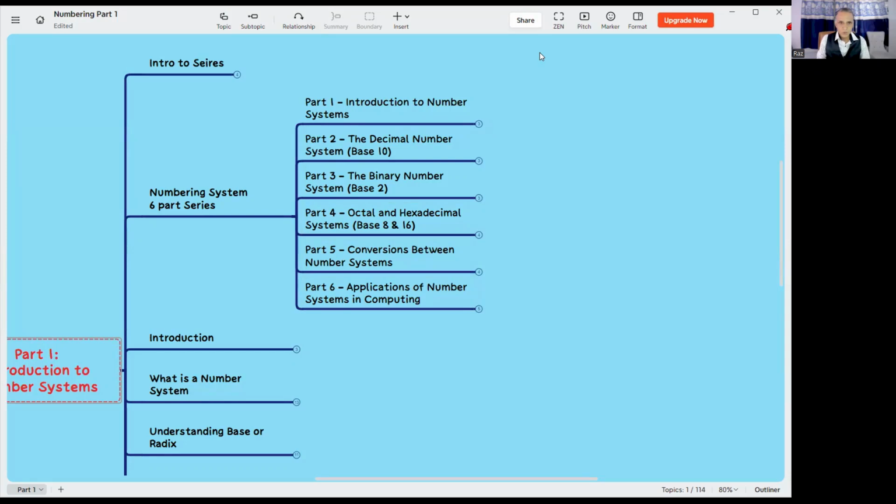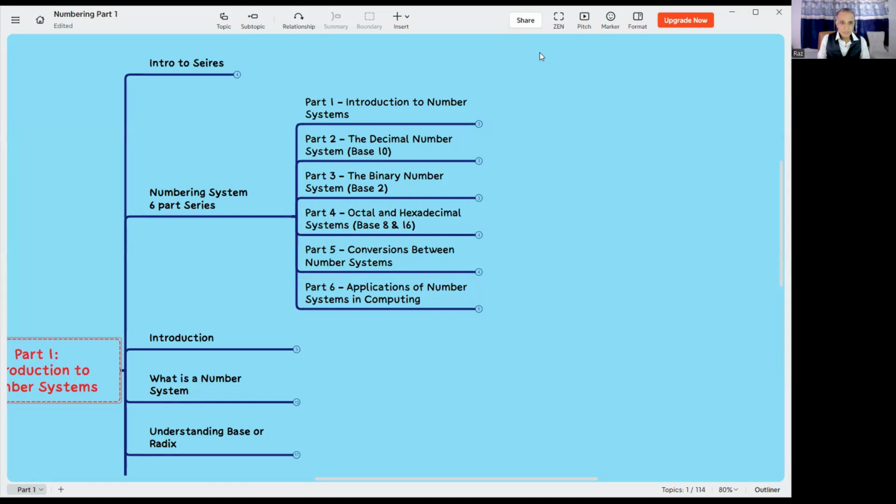Welcome to this six-part series on numbering systems. In this six parts, what we are covering is: in part one, an introduction to numbering systems, where we'll be covering an overview of numbering systems and the concept of base or radix. Part two is the decimal numbering system, where we'll be understanding the familiar base 10.